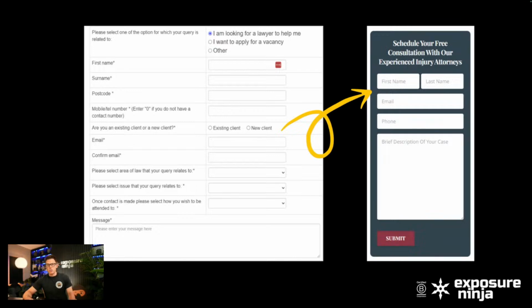And that typically means shorter forms. Of course, there are times where you might want to actually repel people who can't be bothered to fill in all the details on a form. And to an extent, that's what we do with the Exposure Ninja website and marketing review form.